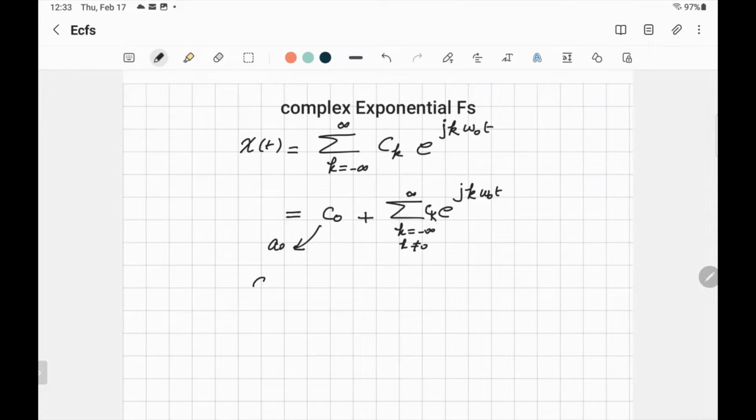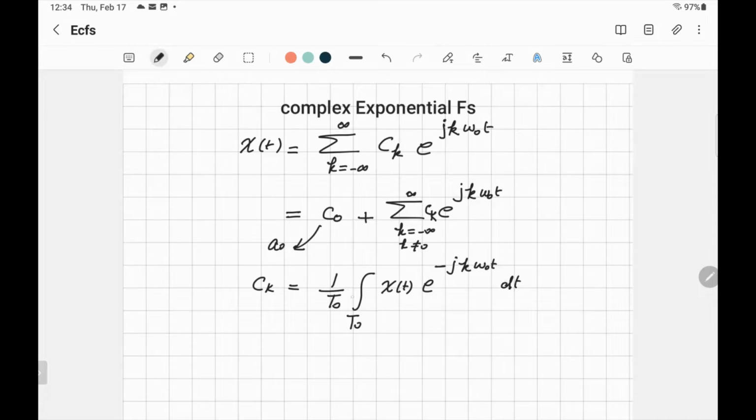So how can you find c_k, the coefficient? It's equal to 1 over T naught, the period of the function, times the integral over one period T naught of the signal. Before, we used to multiply once by cosine to find a_n and by sine to find b_n. No, now it's just one term only, and you don't multiply by cosine or sine. You multiply by e to the power of minus j k omega naught t, dt.